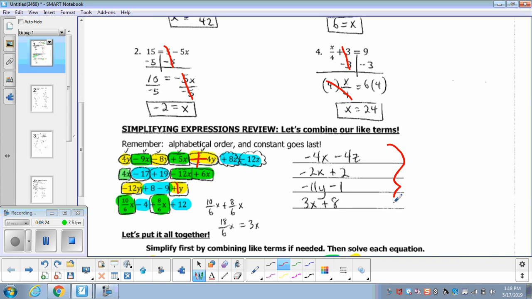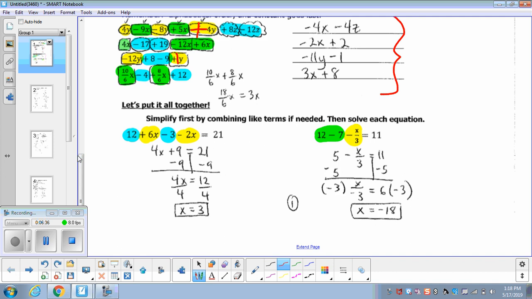And now we've reviewed how to combine like terms. So you've got your expressions, things like 1, 2, 3, 4, 5, 6, 7 terms, combined all the way down to 2 terms. All right, now let's put it all together. Where are we going with all of this? So now the goal is to first simplify the expression by combining like terms, and then you're going to solve the two-step equation that you know how to solve.